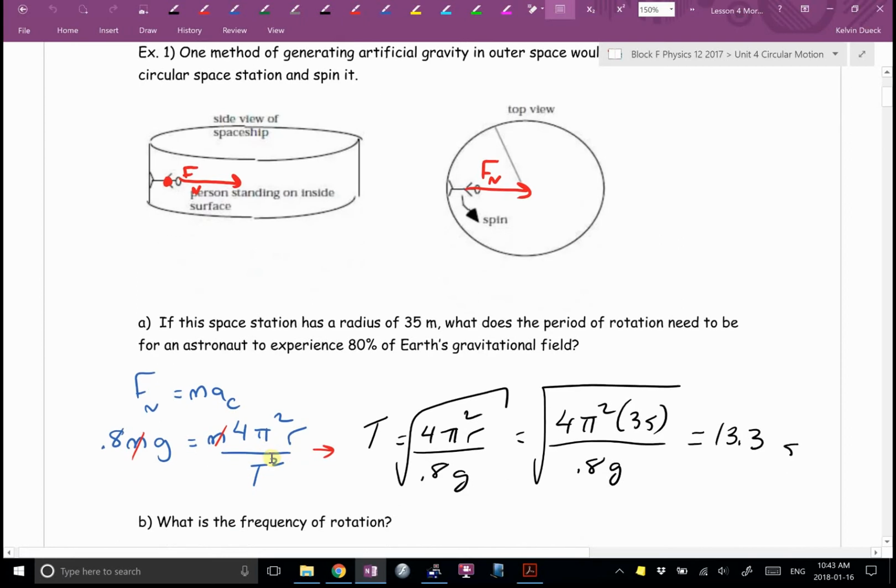And if you know what you want the normal force to be, 80% of mg, 70% of mg, 50% of mg, you can figure out either how fast you need to spin the space station or what the period of the space station needs to be or what the radius needs to be if you know how fast you can spin it.